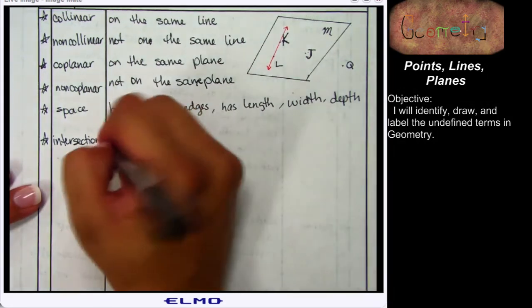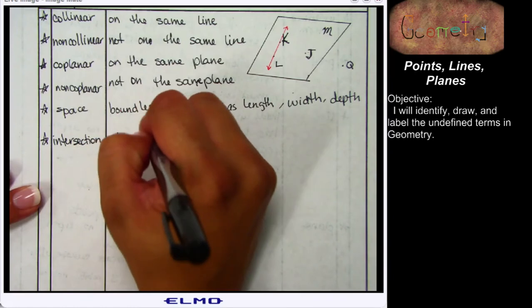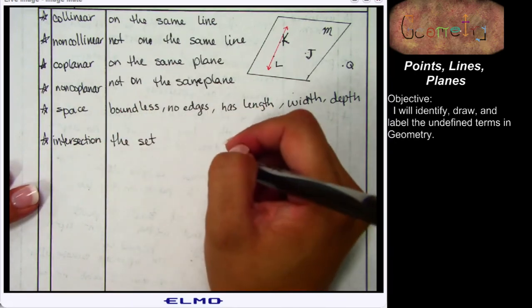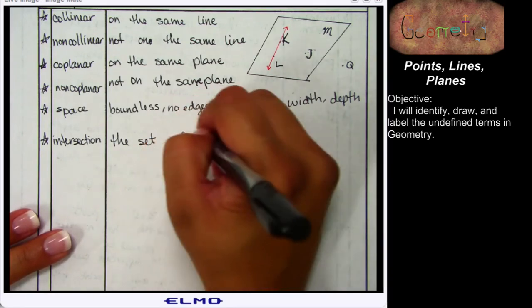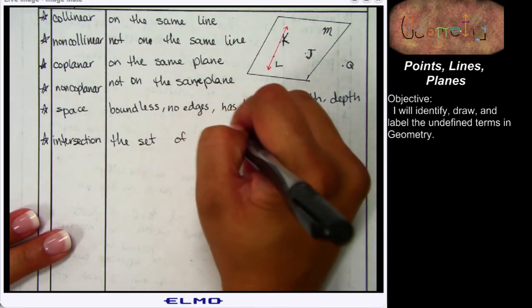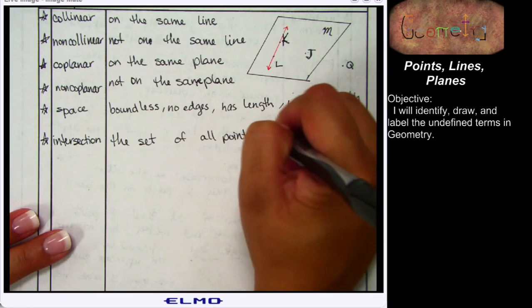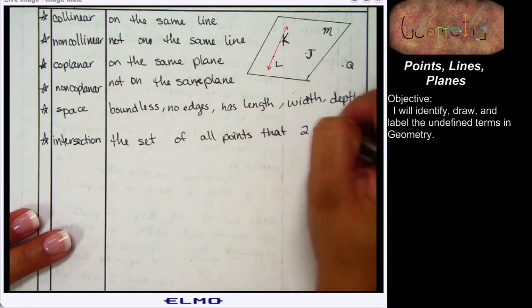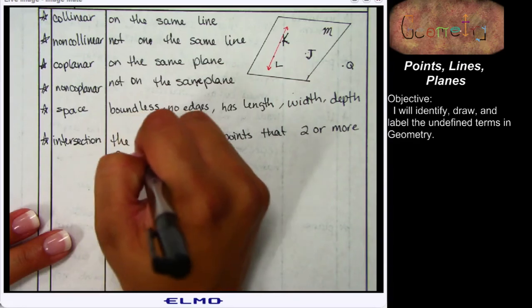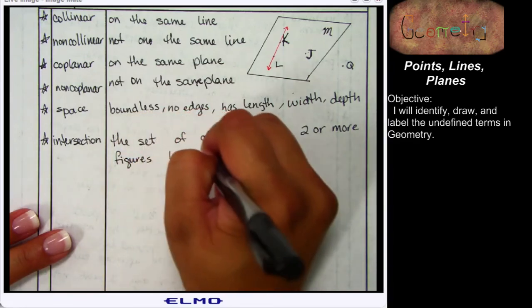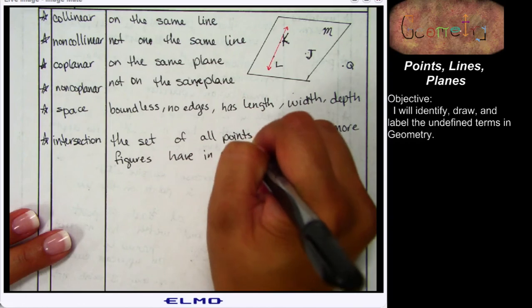An intersection is going to be formally defined as the set, that's the group, the set of all points that two or more figures have in common.